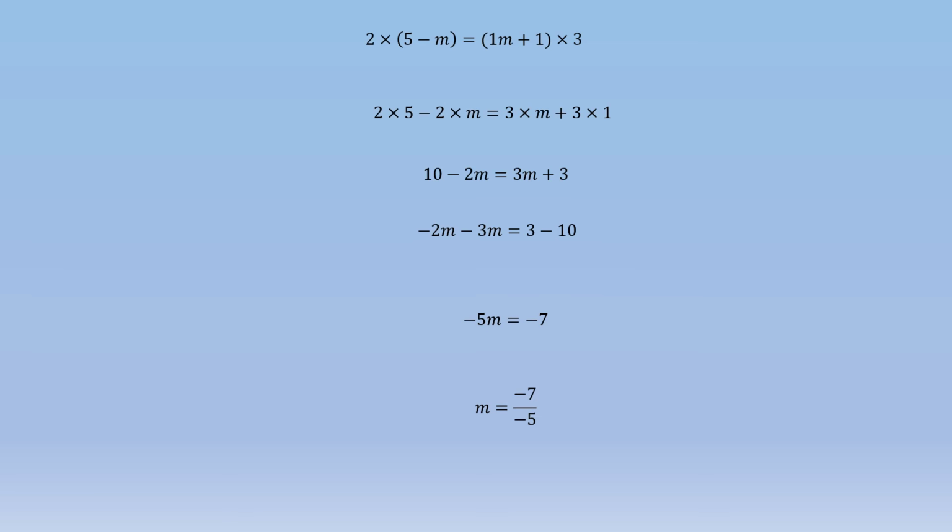Now we have both numerator and denominator negative, so we can cancel the negative sign and we get the answer as m equals to 7 by 5, or we can write this in a mixed fraction also, as we have learned earlier. Let's try to understand one more example here.